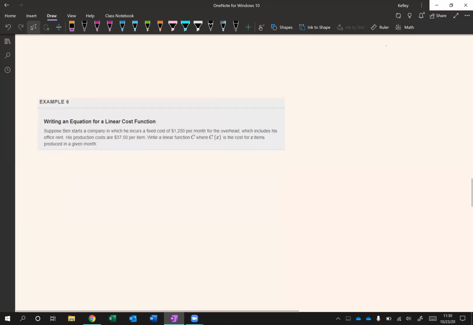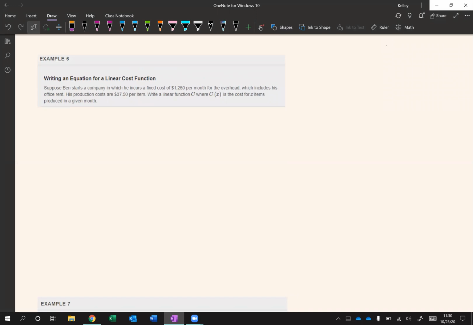All right, so now let's work on writing an equation given a verbal description. So Ben starts a company in which he incurs a fixed cost of $12.50 per month. Fixed cost. So that means that every month, regardless of what happens, it's going to cost him at least $1,250 to run this business. That's in his overhead. And then his production costs are $37.50 per item.